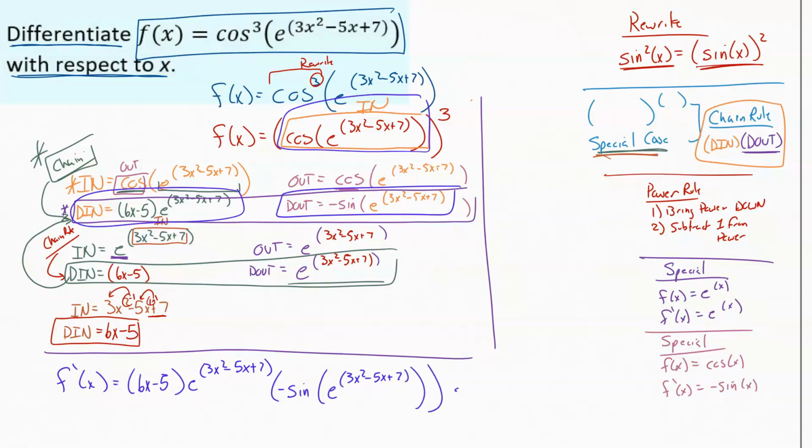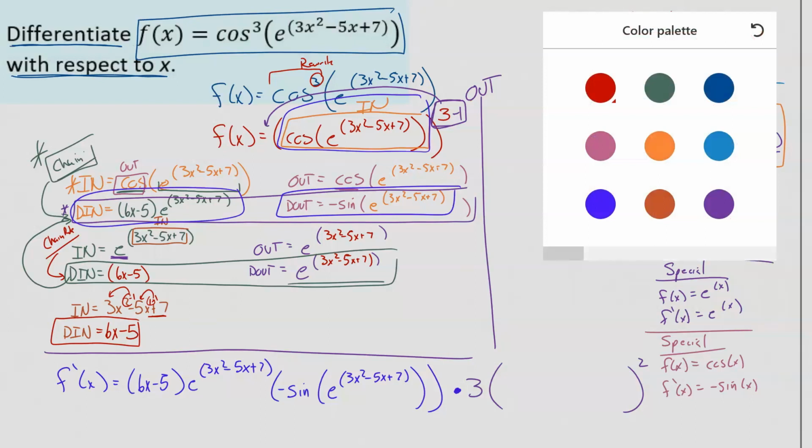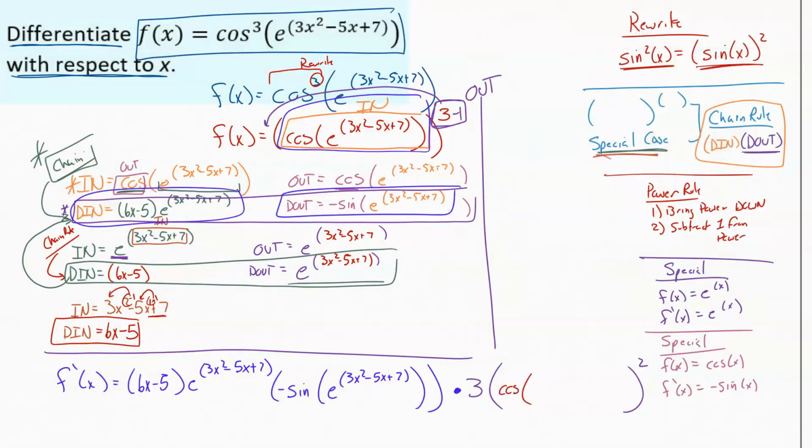And then all of that is times our overall d out, which is this third power from way back at the beginning. So this is going to be a power rule. Bring that 3 down in front, leave alone all the junk we already took the derivative of, and then subtracting 1 from the power would get us to the squared. So then inside here would still be the cosine of e to the 3x squared minus 5x plus 7, close, close.